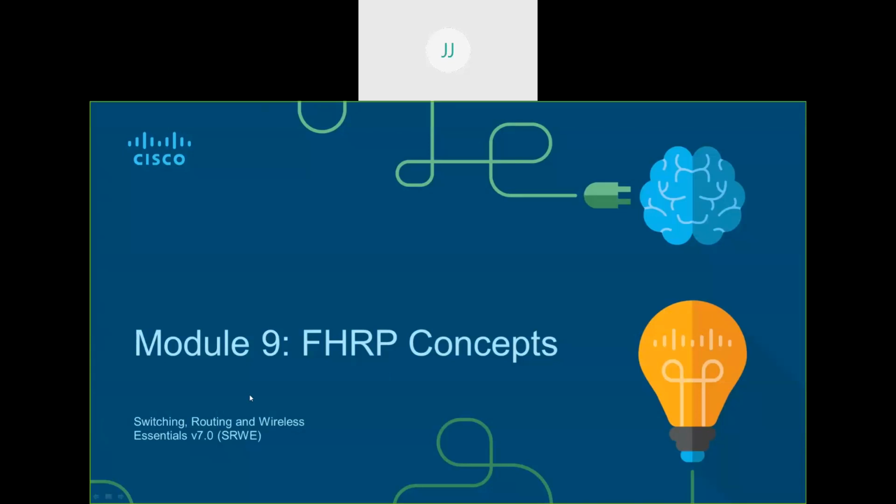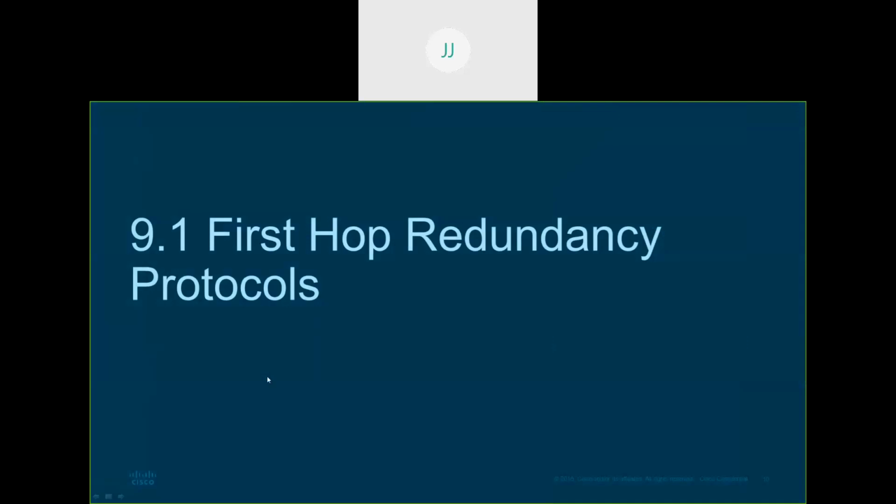Welcome to this presentation of Course 2, Module 9, covering First Hop Redundancy Protocol Concepts. In this module, we'll go over the purpose and operation of First Hop Redundancy Protocols, and we'll take a closer look at how Cisco's proprietary Hot Standby Router Protocol operates. We'll also use Packet Tracer to illustrate this technology in action.